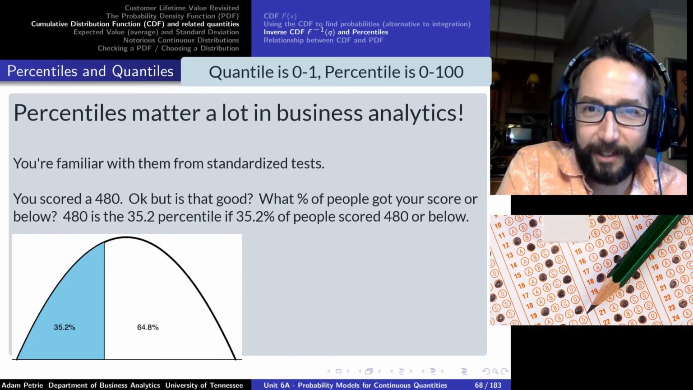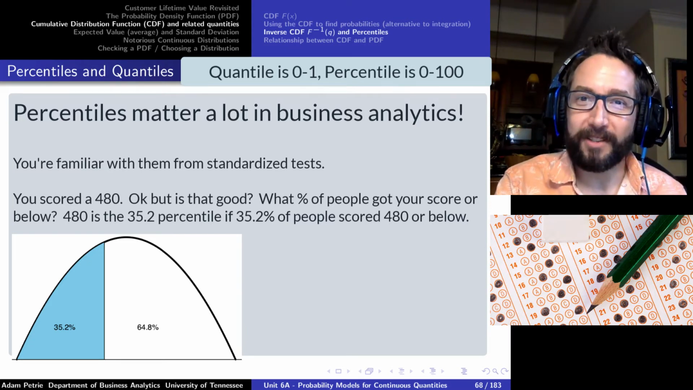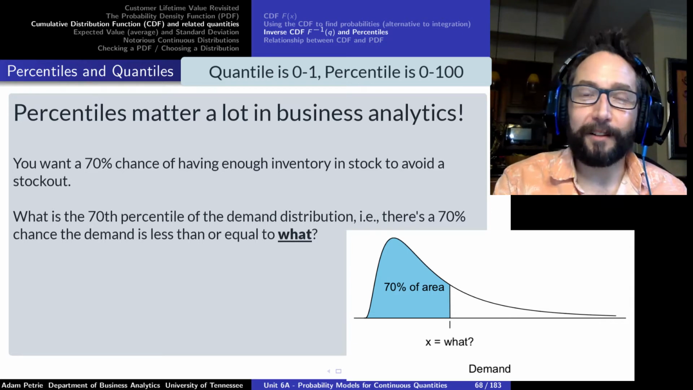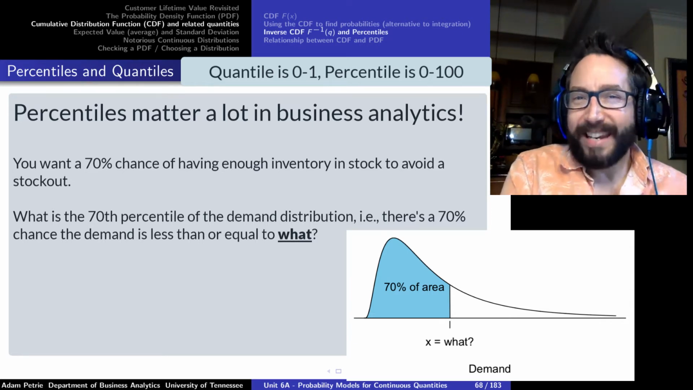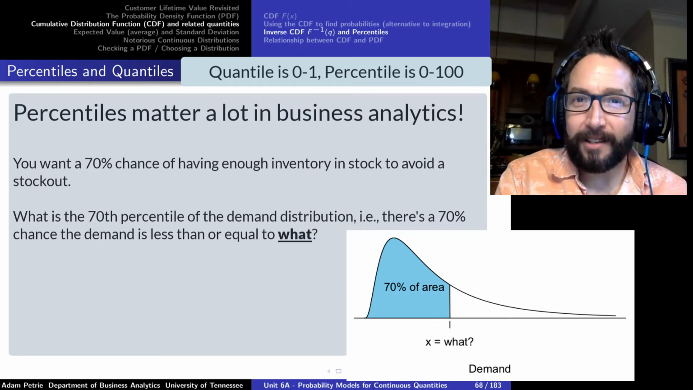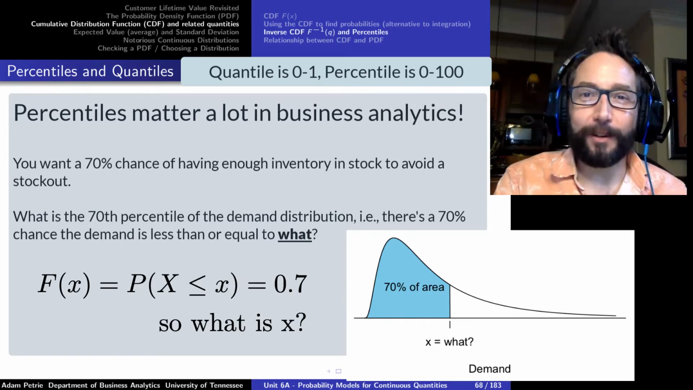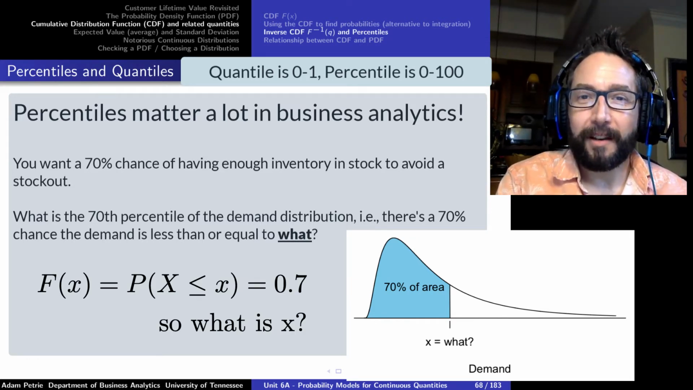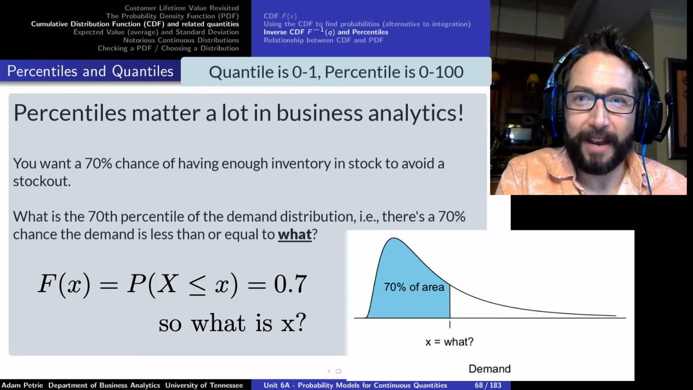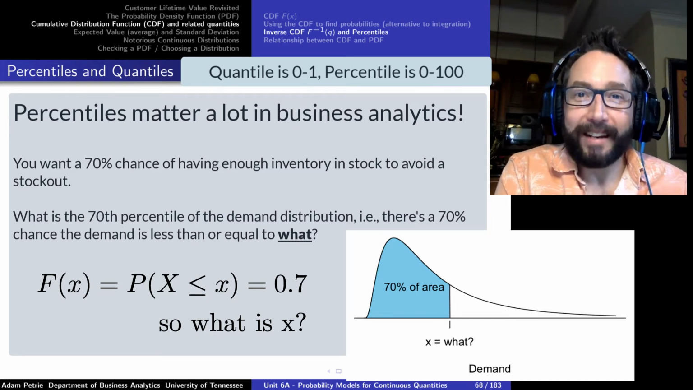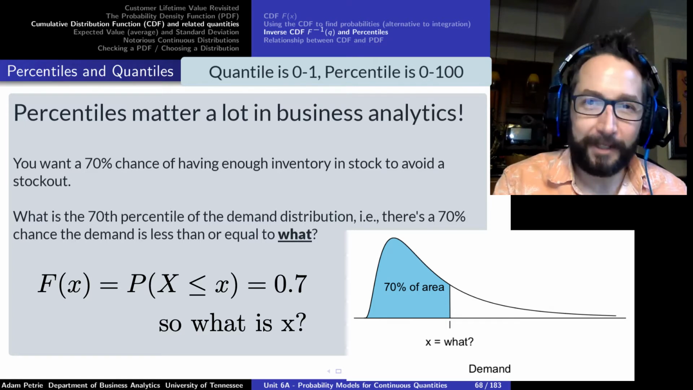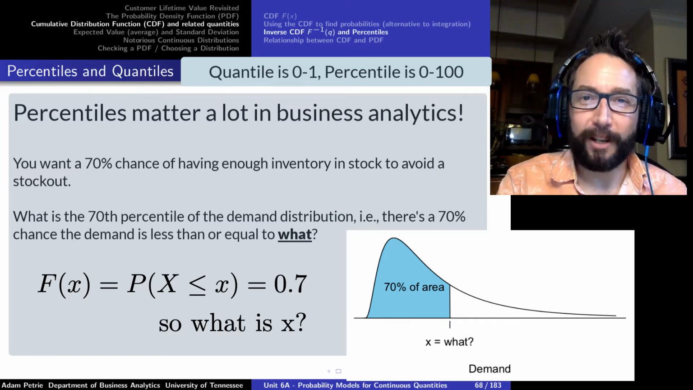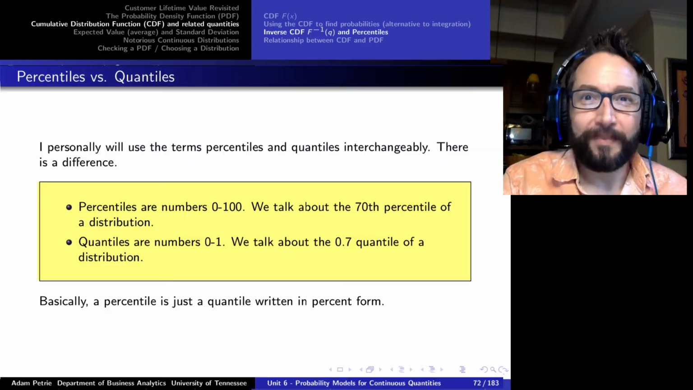And so this is a question that we often have in business analytics. We'd like to know maybe the 70th percentile of a distribution. What is that value of little x so that if we were to plug in that value of little x into capital F, we get a value of 0.7? In other words, I want that little value of x for which the probability of getting that little x or something smaller is 70%. How do I go about solving for little x in that case? How do I go and solve for these percentiles?